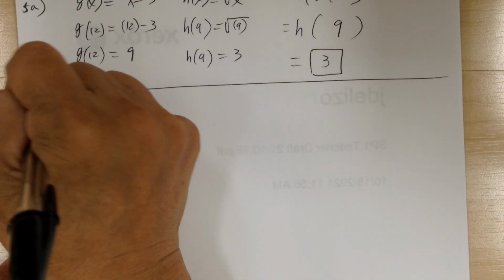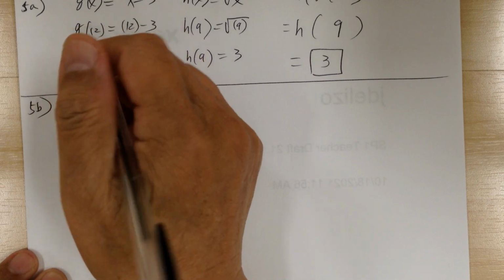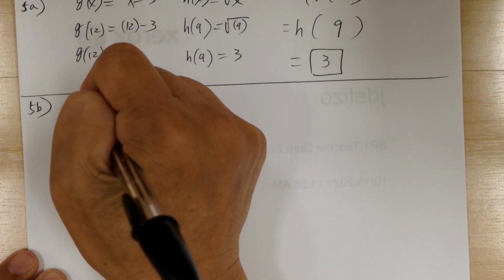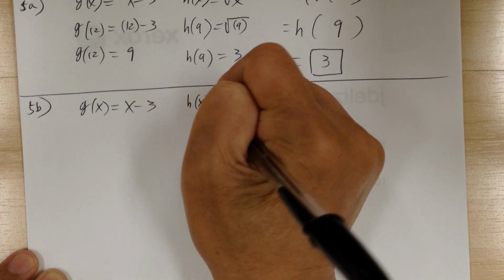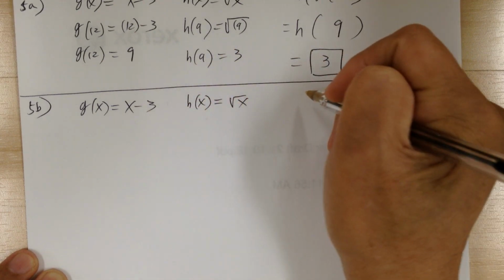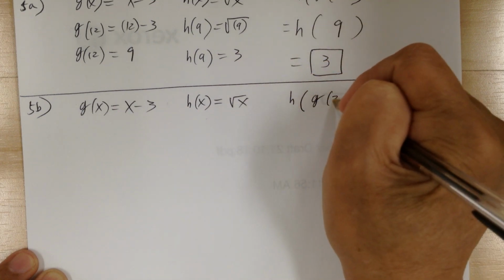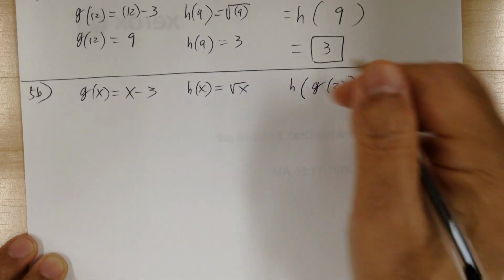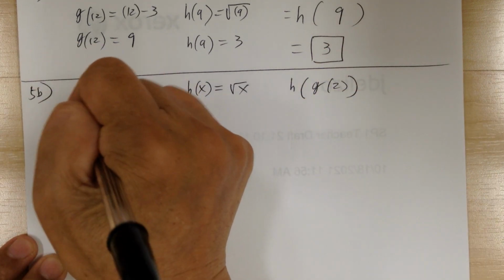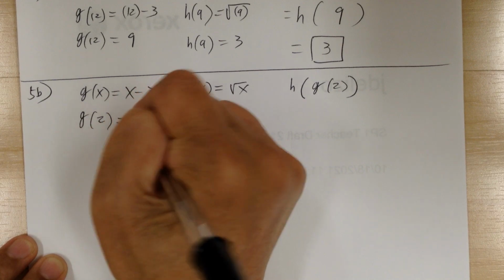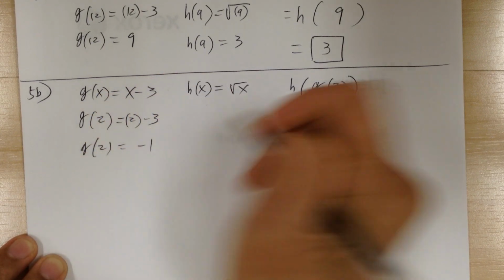Okay, let's go to 5b. So you can get the h and g function ready. So g of x equals x minus 3. H of x is equal to square root of x. So 5b, you're looking for h of g of 2. First you have to look for g of 2. So you come over here. So g of 2 will equal 2 minus 3. So g of 2 equals negative 1.